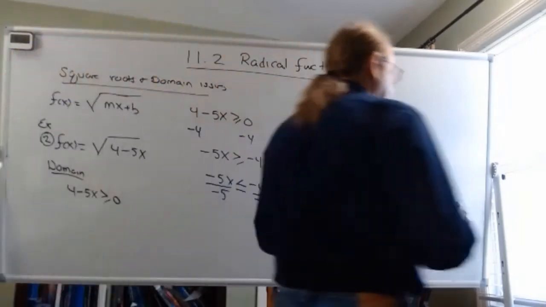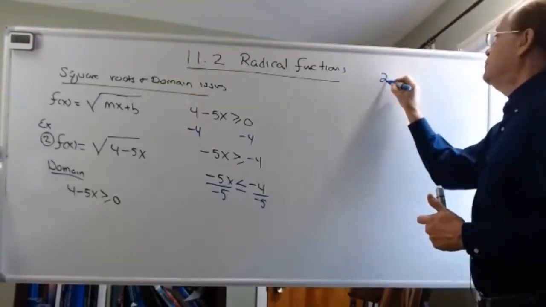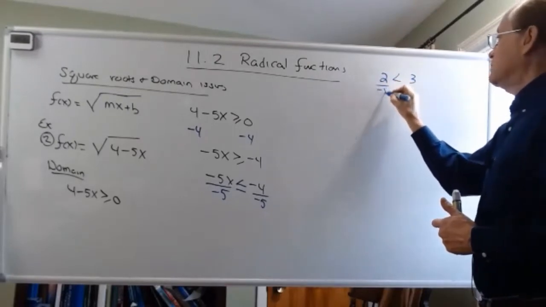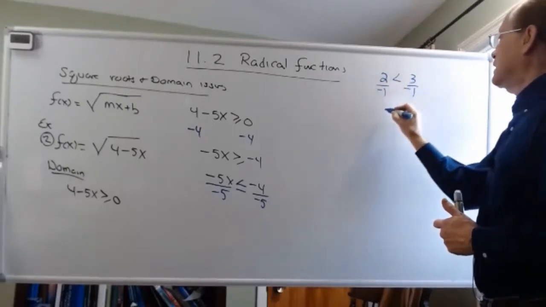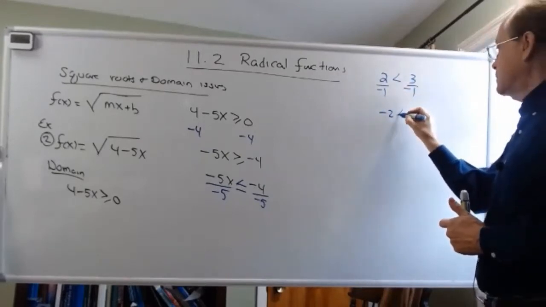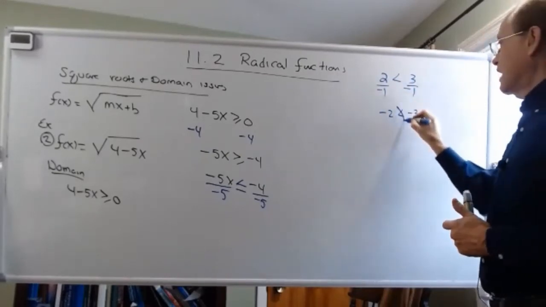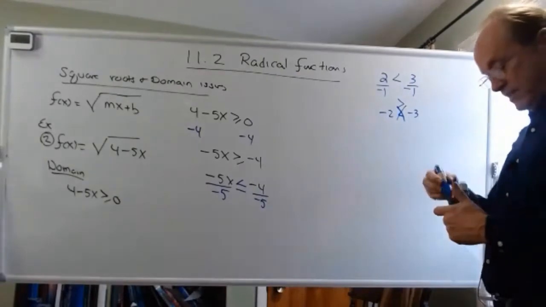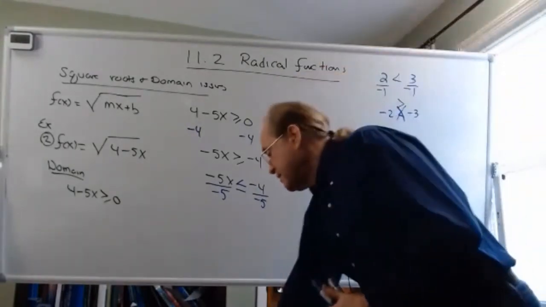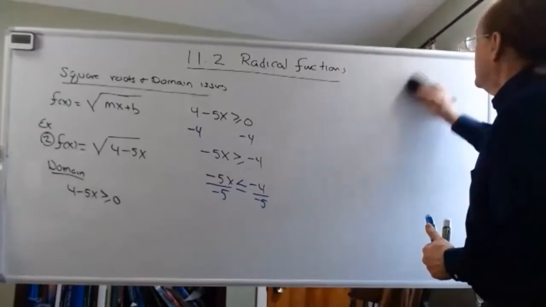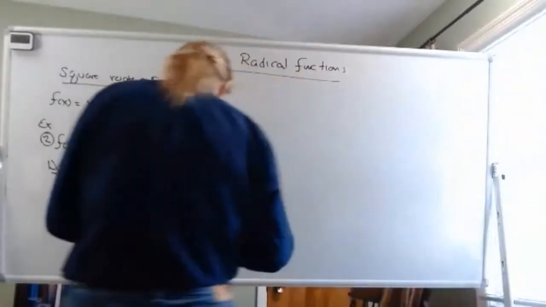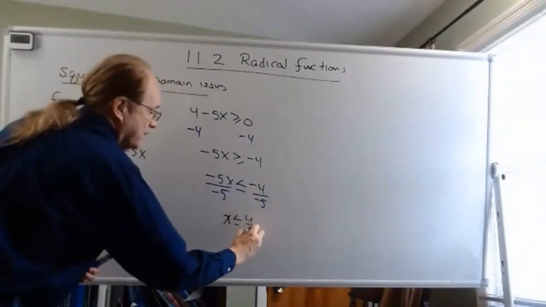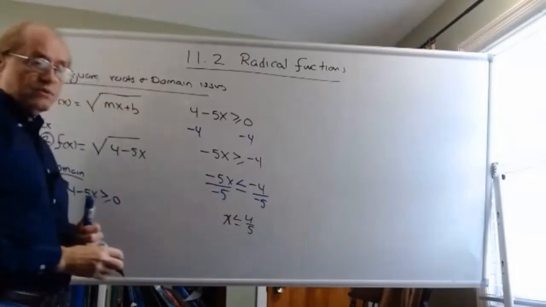Now, why is that? Some people might ask. For example, we know that 2 is less than 3. But if I divided both sides by a negative 1, if I didn't change it, I get negative 2 is less than negative 3, which is not correct. To keep that same sense, I have to change it to the opposite. That's why we do that. Okay. So now, when we do this, I get x over here is less than or equal to positive 4/5. So it has to be less than or equal to 4/5.